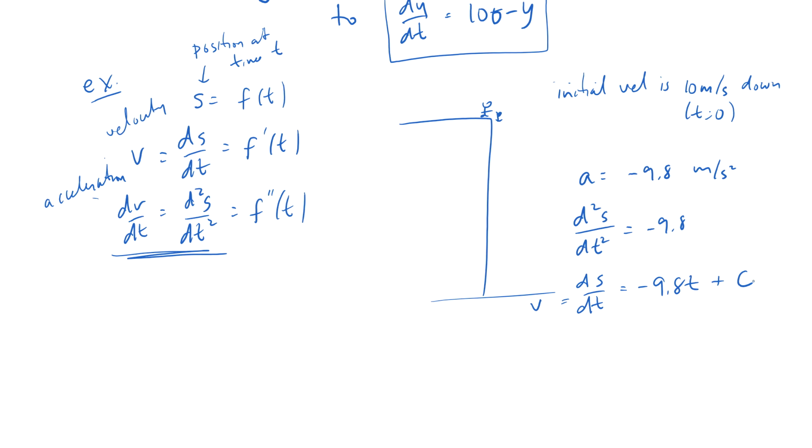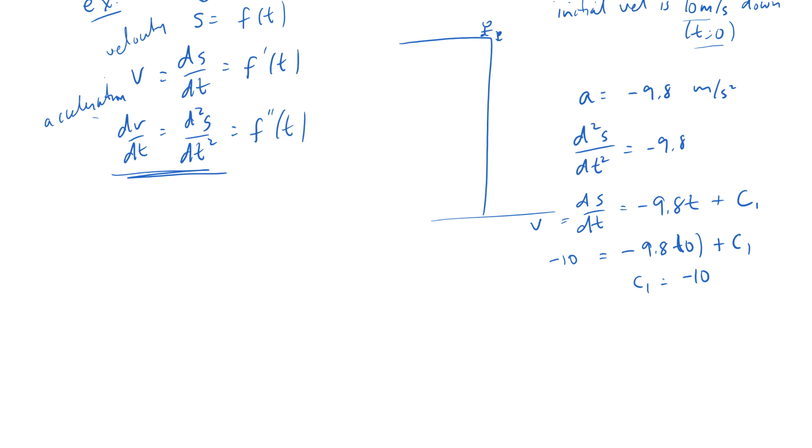Now, how do I find c? Or did I call it c1? Okay, well, we know that when t is 0, the initial velocity is 10 meters per second. So velocity is negative 10 because it's going down. We denoted negative to be the down direction. So t is 0 plus c1. So c1 is negative 10. So then my velocity, which is ds dt, is negative 9.8 t minus 10.